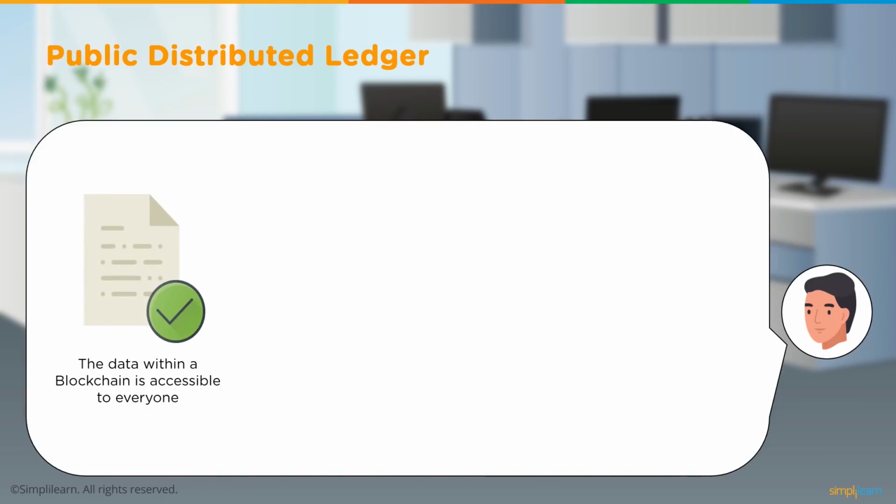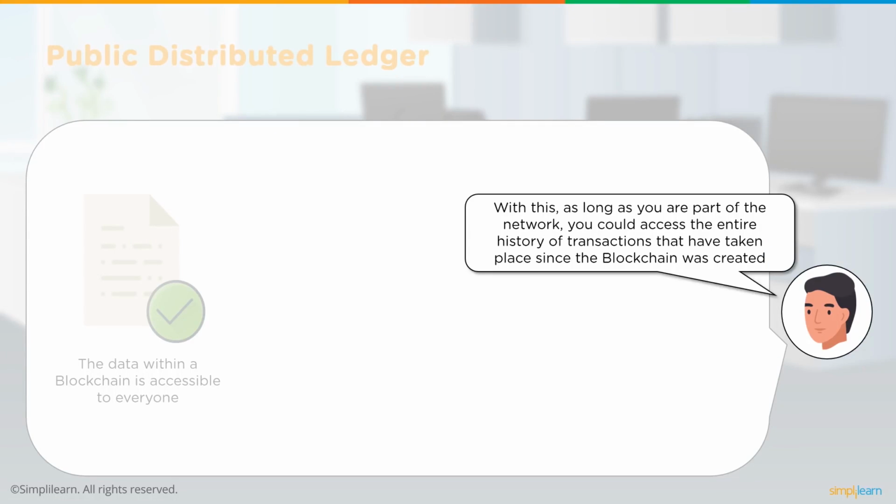The data within a blockchain is accessible to everyone. So with this, as long as you are part of the network, you could access the entire history of transactions that have taken place since the blockchain was created, since inception. And the first block in any blockchain is called the Genesis block. So from the Genesis block to the current block, you will have access to the entire chain.